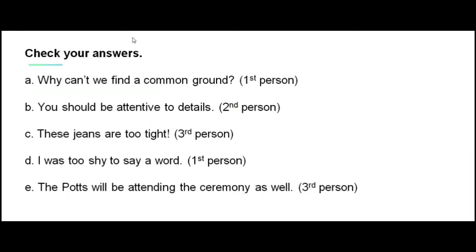Now, let's check your answers. Why can't we find common ground? First person. You should be attentive to details. Second person. These jeans are too tight. Third person. I was too shy to say a word. First person. The Potts will be attending the ceremony as well. Third person.